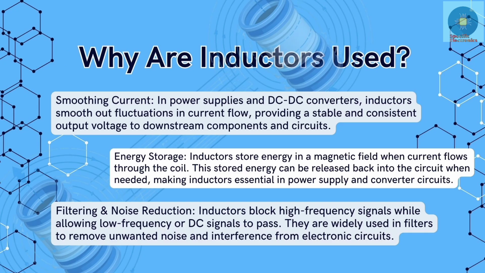So let's see, why do we use inductors in electronic circuits? One of the main reasons is that an inductor resists sudden changes in current. This helps make the current flow smoother and more stable. Inductors can also store energy in a magnetic field and release it when needed, which is very useful in power supply circuits and DC-DC converters.